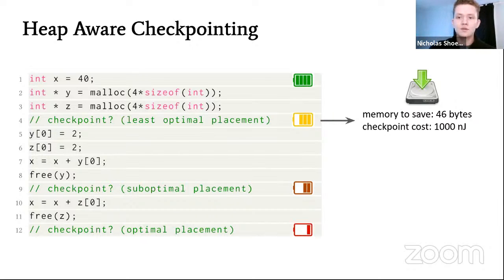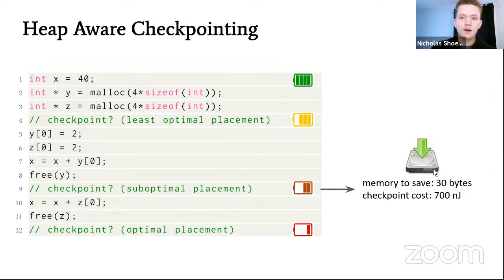Now, if we move on to the next checkpoint location on line 9, we can see that now we only have 30 bytes to save, and that's because we've executed some code between lines 4 and 9, where we've done first a computation using some of this allocated memory, and then we've deallocated some of this memory. So now we have only half the memory that we had on the heap. So we're down to 30 bytes that we need to checkpoint, and this brings our cost of checkpointing down to 700 nanojoules.